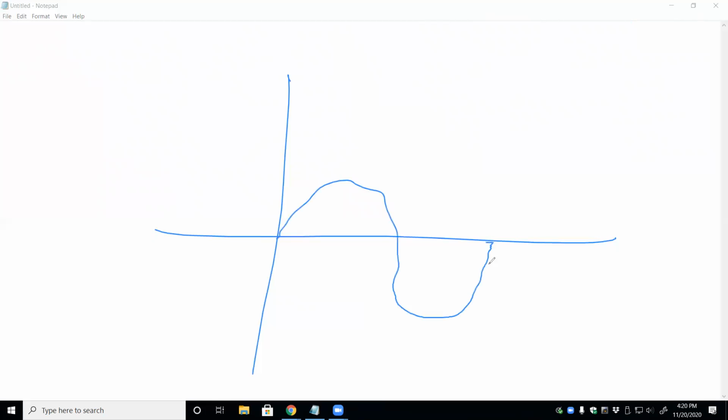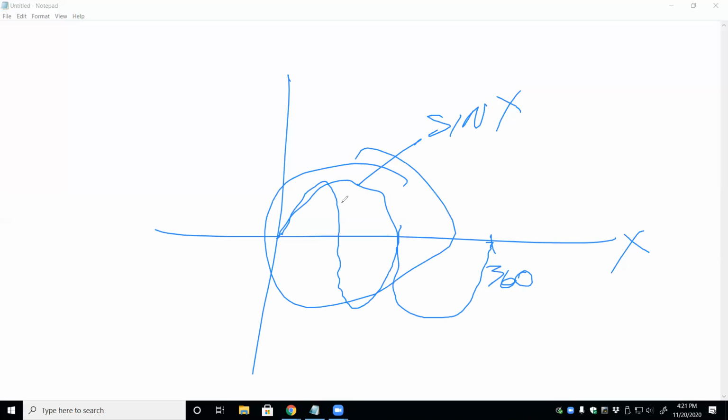That goes to 360, and that is the sine of x. If I want to graph the sine of 2x, it reduces the period down to 180. And so I end up graphing it like this. It squeezes it in, and so this only has a period of 180. The sine of 2x has a period of 180.